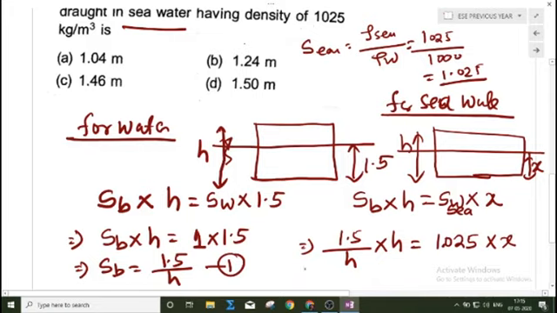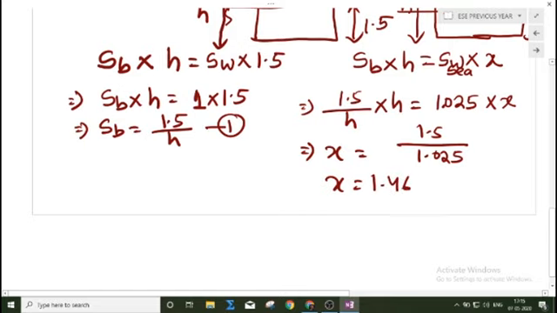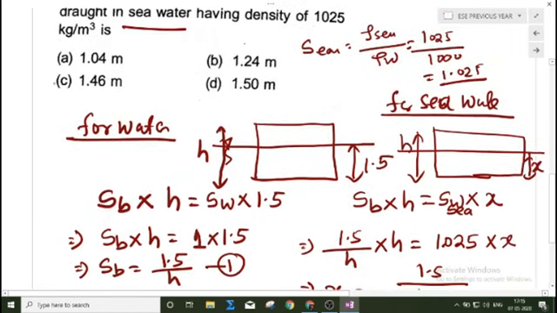So what is now x? Solve this one. What is this x? So x will be equal to 1.5 divided by 1.025. What is this depth of immersion? This will be coming out to be 1.46 meters. Okay, 1.46. So which one is correct? The correct answer for this question will be option C.